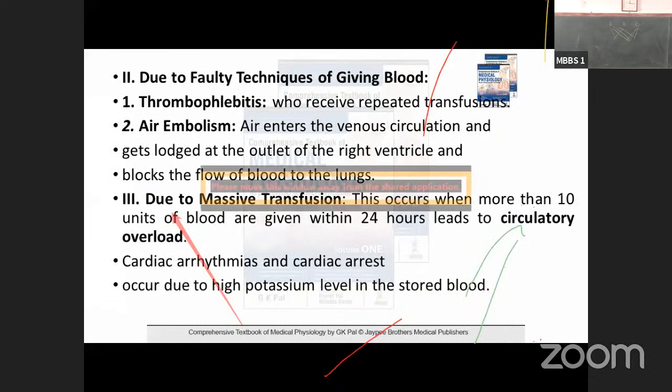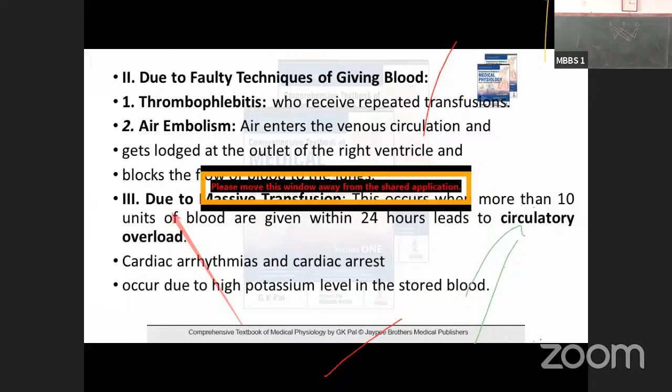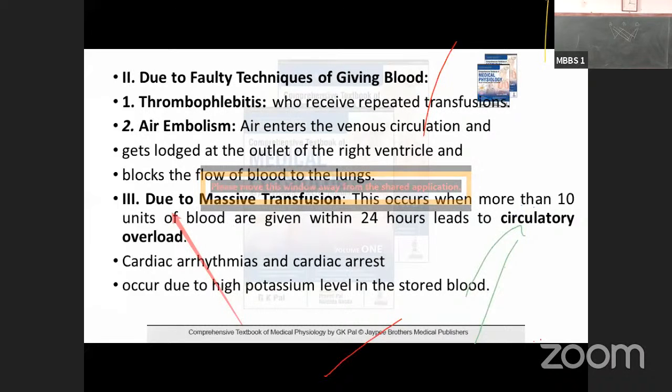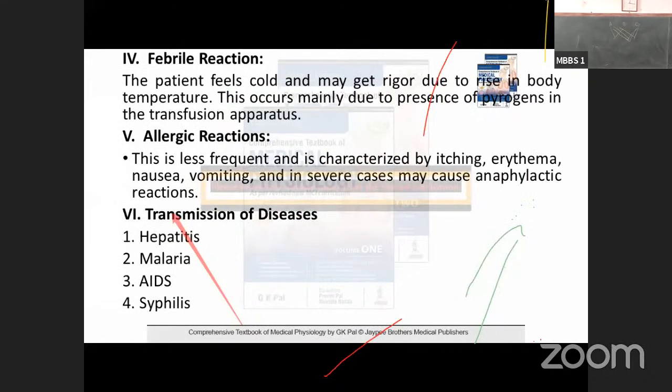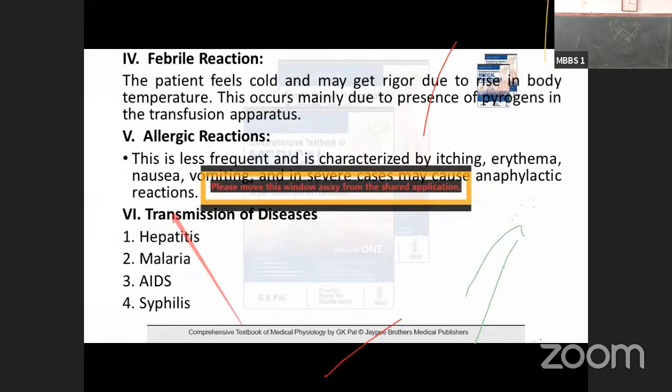Faulty technique of giving blood may cause thrombophlebitis at the site of the venipuncture, and air embolism, with air entry through the venous circulation. There may be circulatory overload: if you give too much blood transfusion during 24 hours, there is a load on the heart, causing cardiac arrhythmias. Febrile reaction, where the patient may get rigor or chills, allergic reactions, and transmission of diseases like hepatitis, malaria, and syphilis.